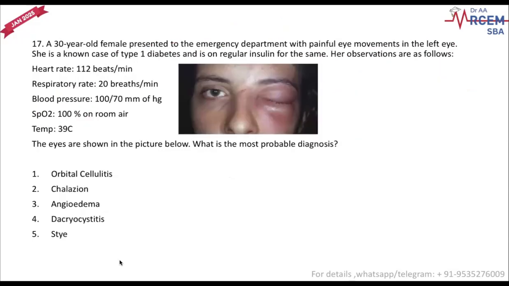A 30-year-old female presents to the ED with painful eye movements. She is a known case of type 1 diabetes on regular insulin, and the observations are given. A high-grade temperature is there. A picture is given here. What's the probable diagnosis?